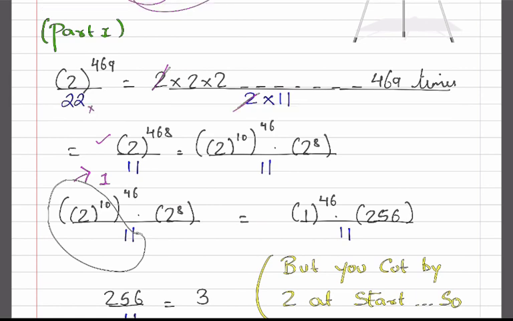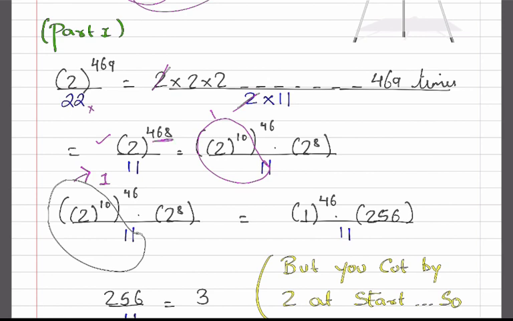So I'll have a 10 at the top so that I can apply my Fermat theorem here. So 2 raised to 10 divided by 11. According to Fermat, the remainder for this is 1. 46 will come at the top because I need to complete 468. So 46 into 10 is 460.